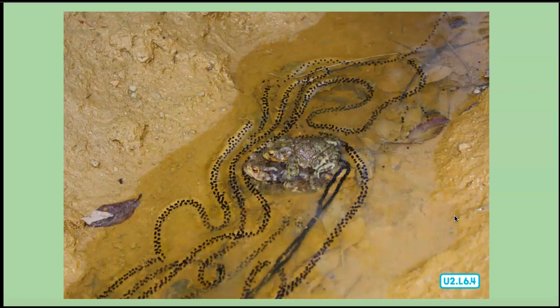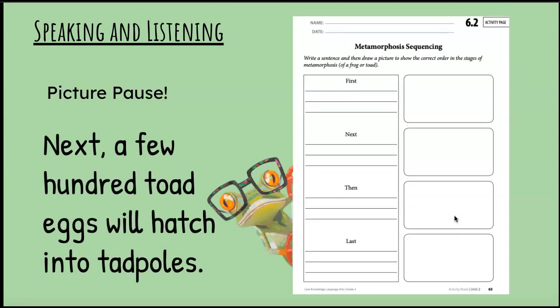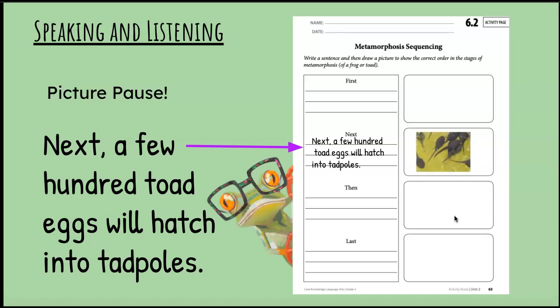So did you hear a signal word in there? We're going to take a picture pause here. I heard a signal word, next. Next, a few hundred toad eggs will hatch into tadpoles. That's what you're going to write on the next line. And you can draw a little picture. Now that only shows a few tadpoles, but there would be a few hundred of them. Same thing, write the sentence on the lines, pause the video if you need to, and then you can draw the picture now or draw it later.